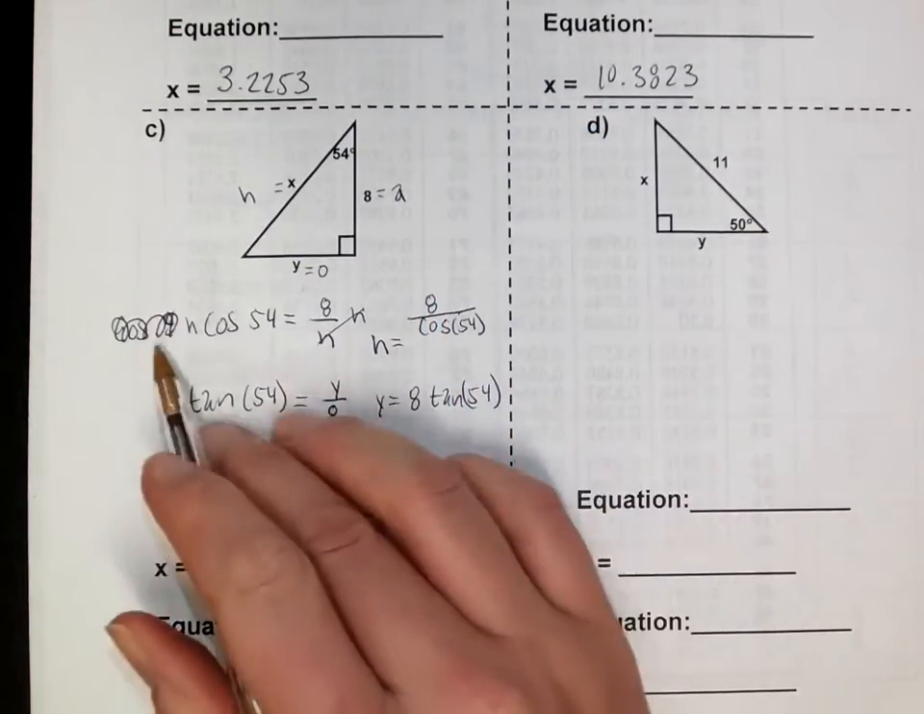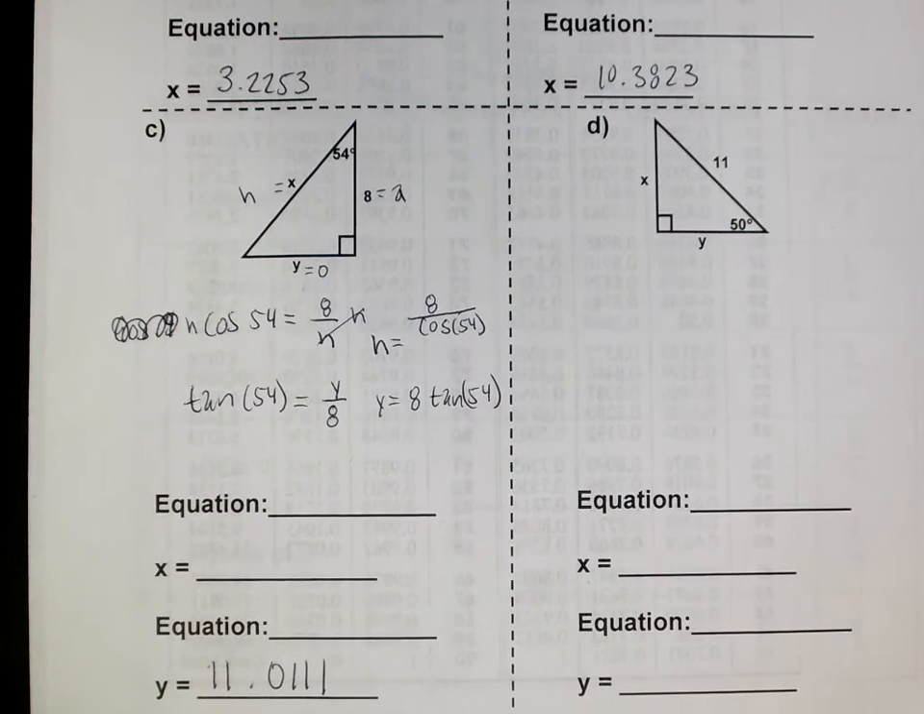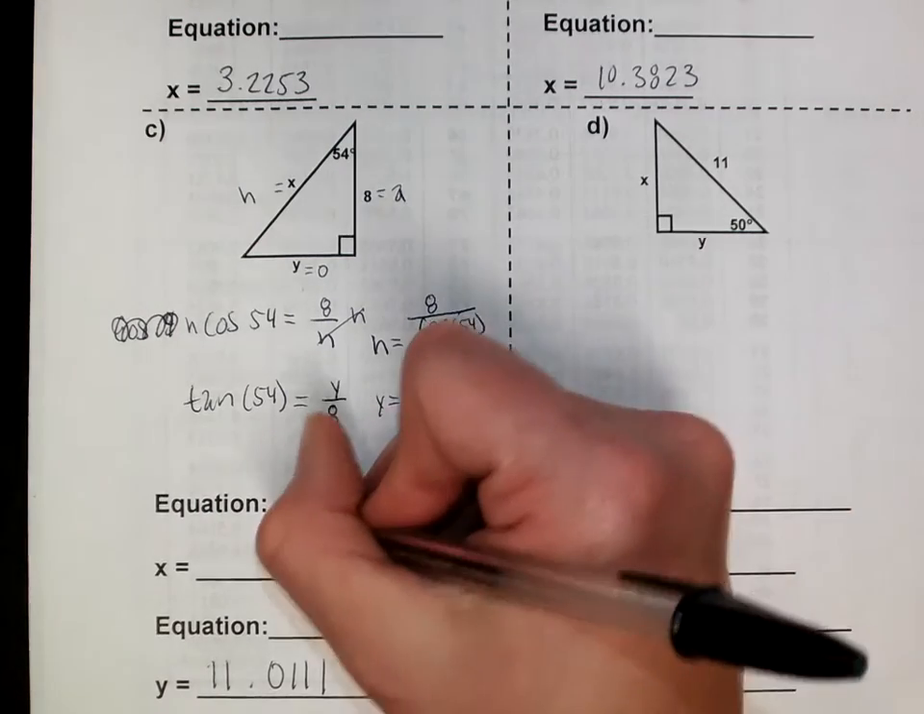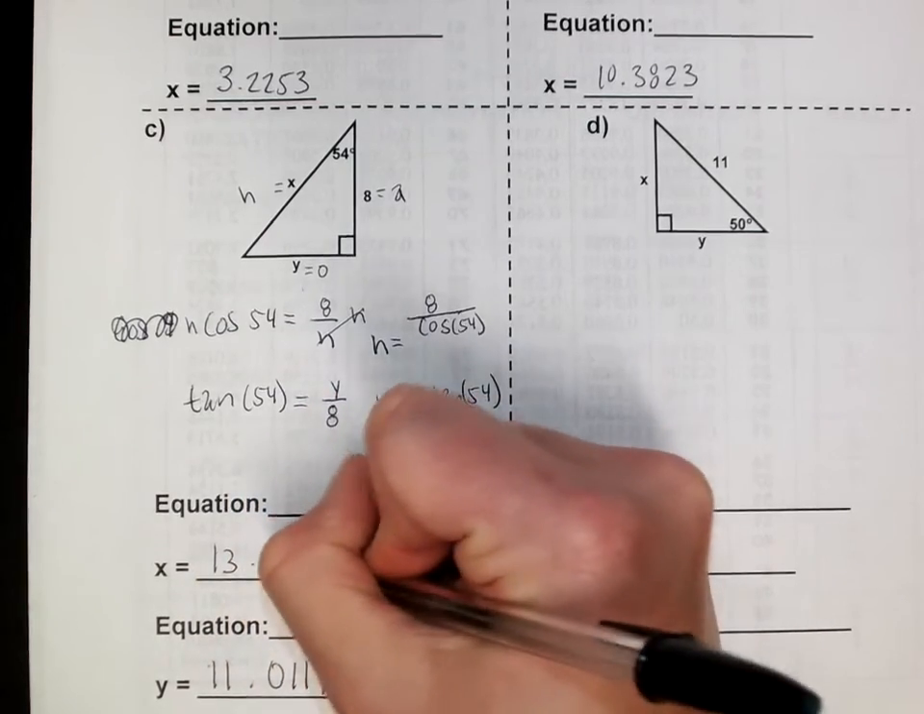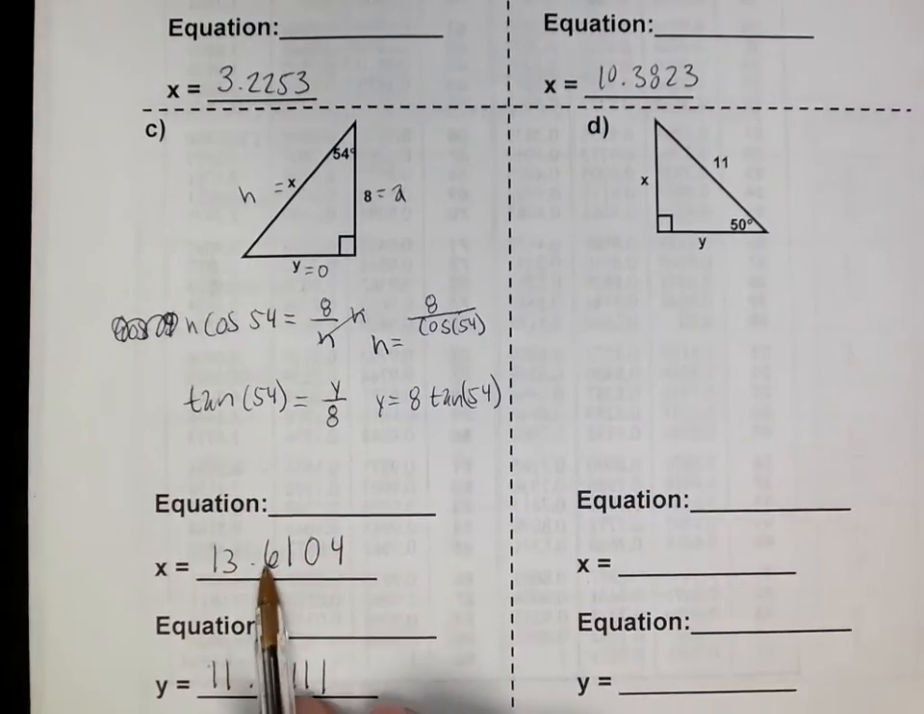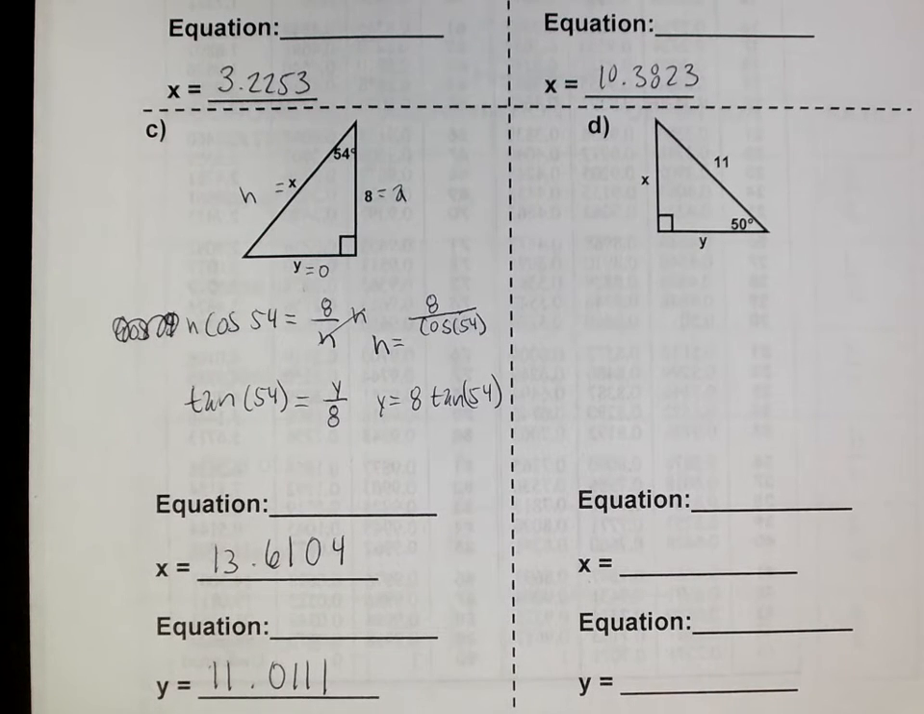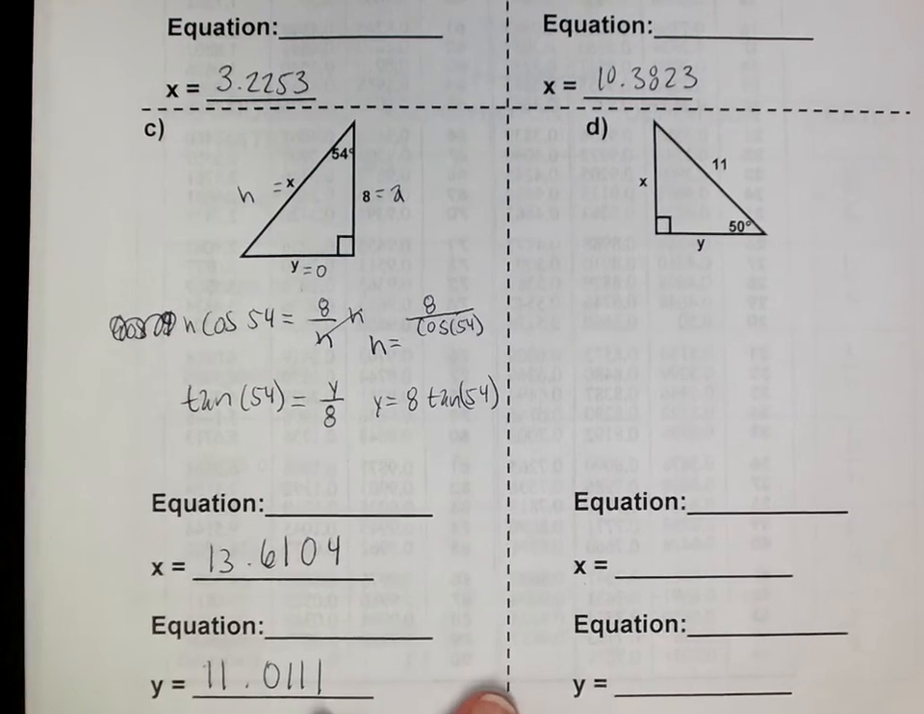Okay, you kind of see how we solved that. It's just, again, basic algebra. 8 divided by cosine of 54 is going to be 13.6104. Notice that this one's longer than this one, because it should be, because the hypotenuse is always the longest one.